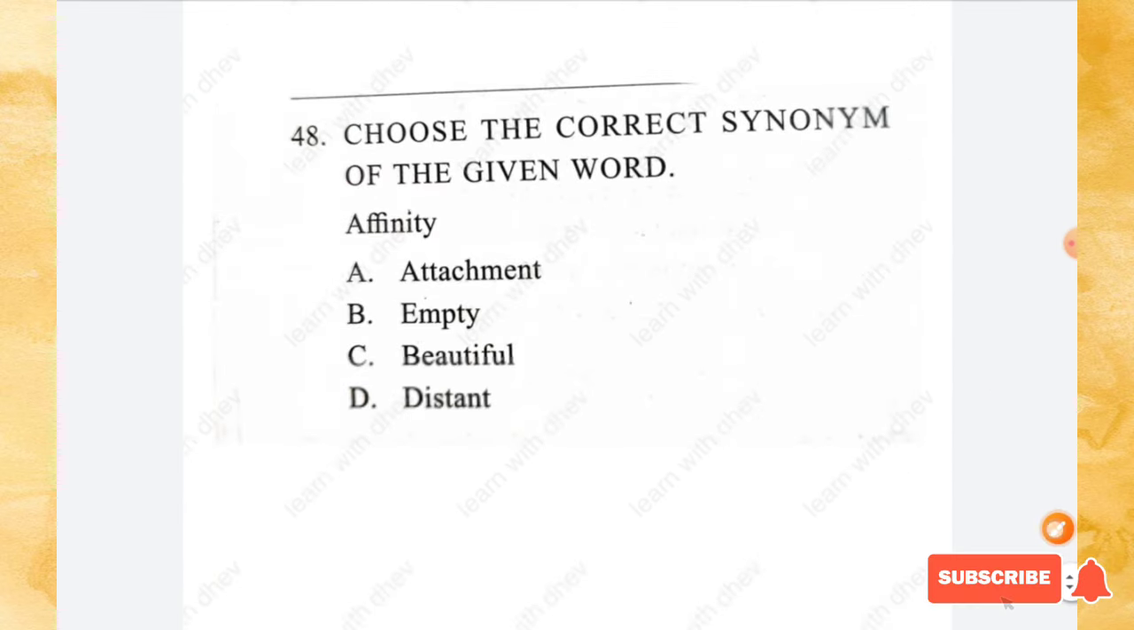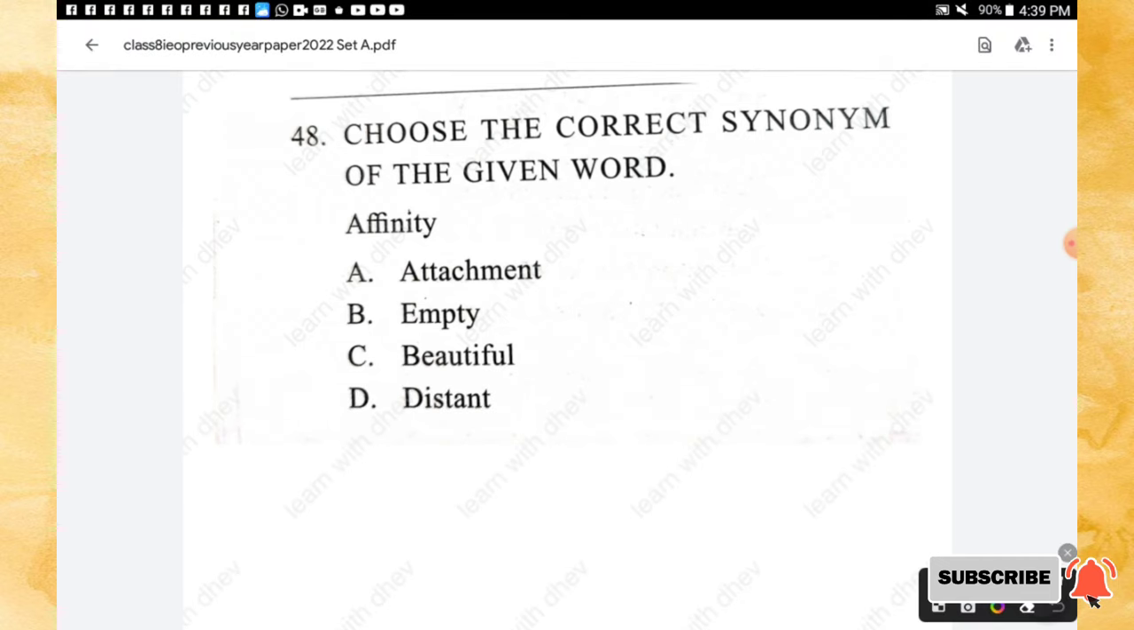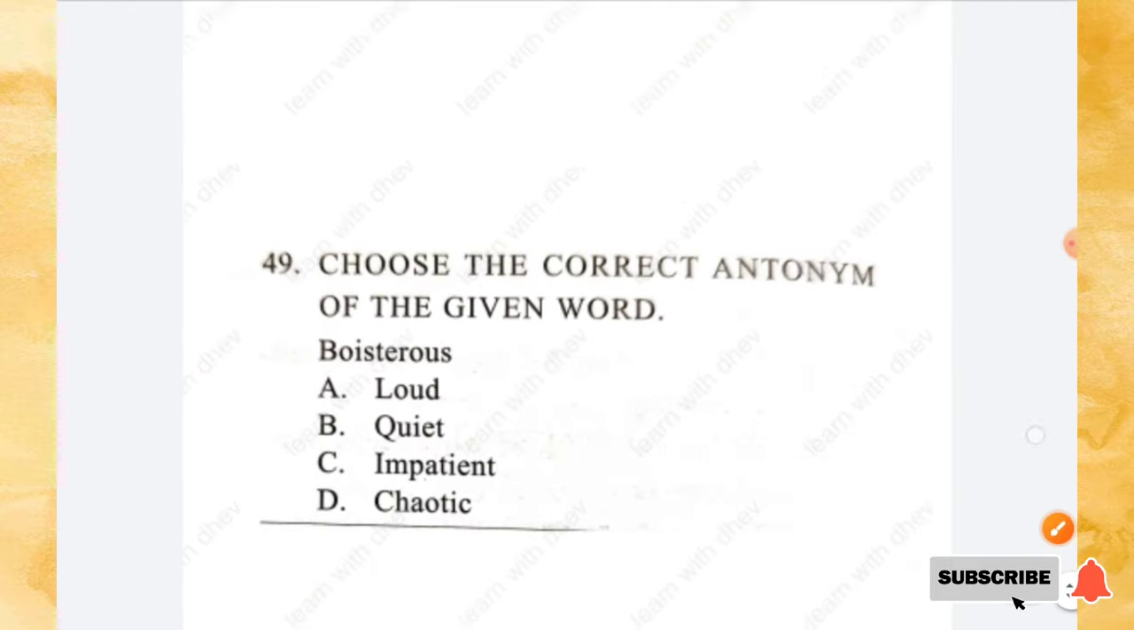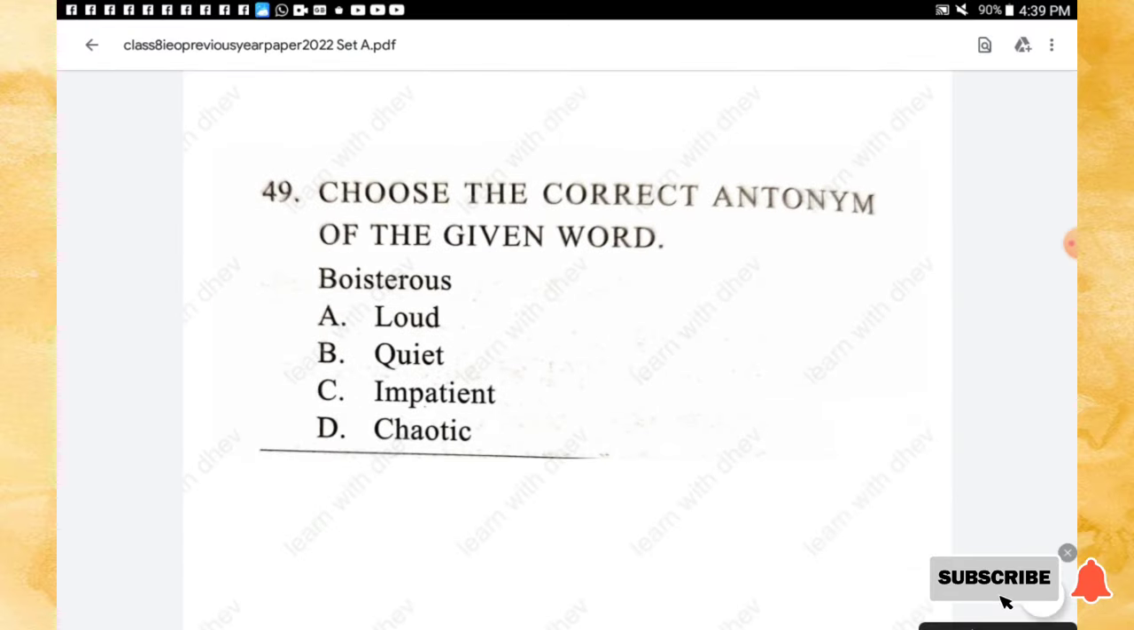Question number 48. Choose the correct synonym of the given word affinity. Options are attachment, empty, beautiful, distant. The right answer is option A, attachment. Question number 49. Choose the correct antonym of the given word boisterous. Options are loud, quiet, impatient, chaotic. The right answer is option B, quiet.